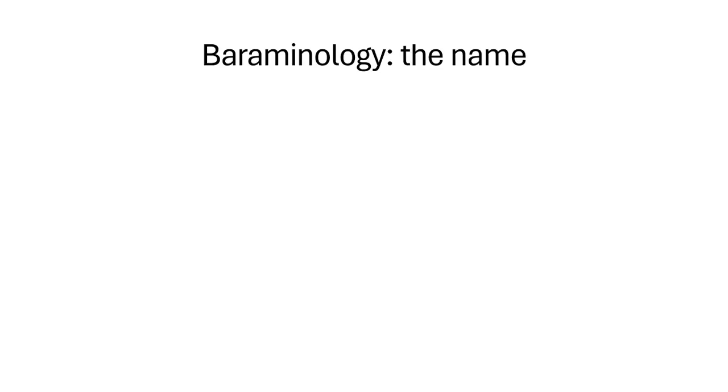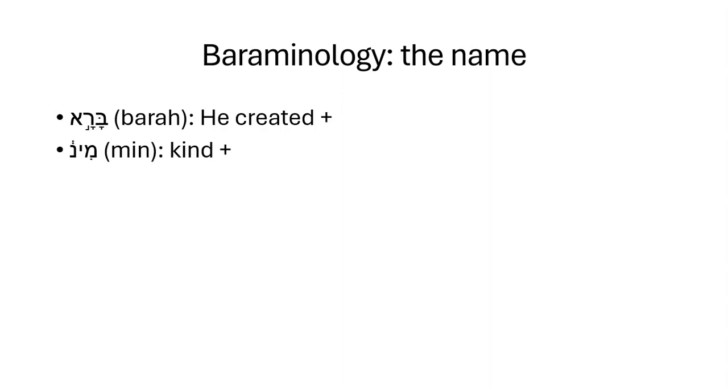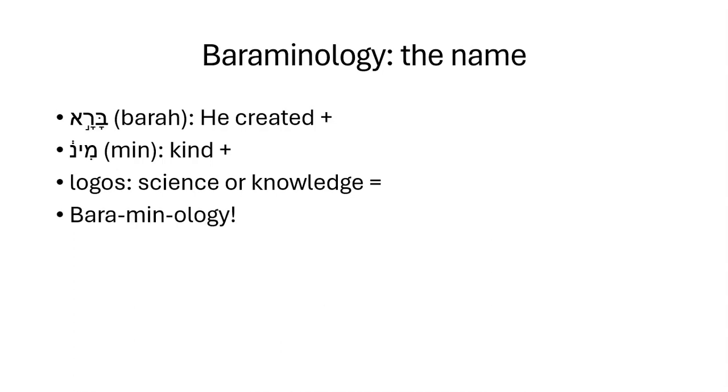And so, again, where does baraminology get its name? It comes from two Hebrew words. The first one is bara, which means he created, that is, God created the heavens and the earth, plus the word min, which means kind or type or class, or a group of organisms that interbreed but which do not interbreed with other organisms. And there's also the Greek word logos, which means science or knowledge, and if you put together these three words, you get the name baraminology.